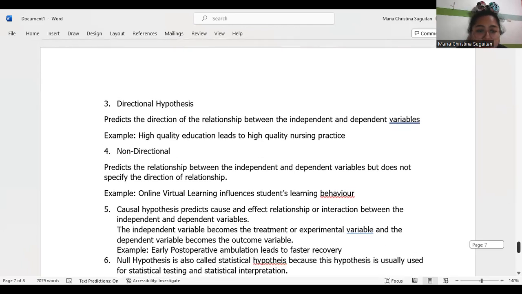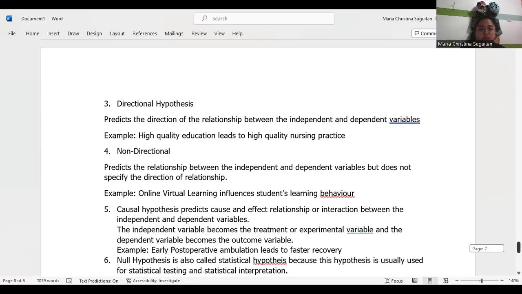And then, how about non-directional? Siyempre, predicts the relationship between the independent and dependent variable but does not specify the direction of relationship. Wala siya sa direct relationship. Like, online virtual learning influences students' learning behavior. Di ba? Walang patutunguhan. And then, we have causal hypothesis.